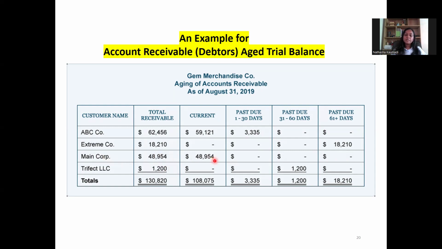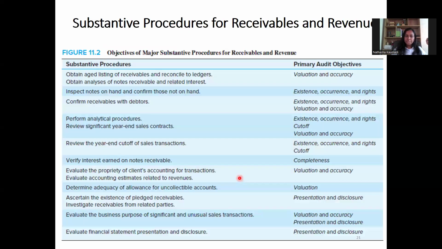It is still in the current bucket. It is still in the correct credit period. It is not past due. Likewise, this is how you read an aging analysis, right? Now here again, substantive procedures. What are the procedures for receivables and revenue? What is the important thing?